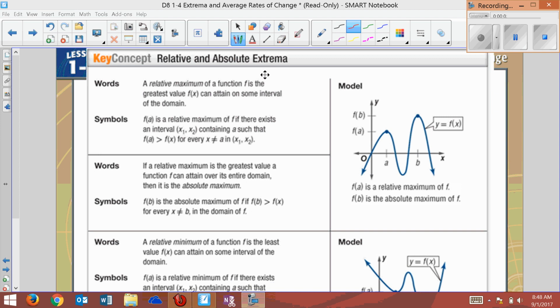All right, now we come to a point where we're going to look at this vocabulary term called extrema. Now, extrema are simply maximums and minimums. Oh my goodness, sorry, I can't spell. Maximums and minimums.